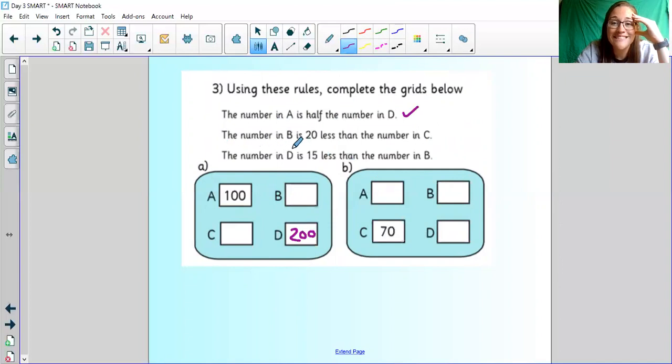The number in D is 15 less than the number in B. So D is 15 less than B. So B is actually bigger than D, right? Because D is less than B, 15 less. So we're going to have to add 15 on to get to 215.